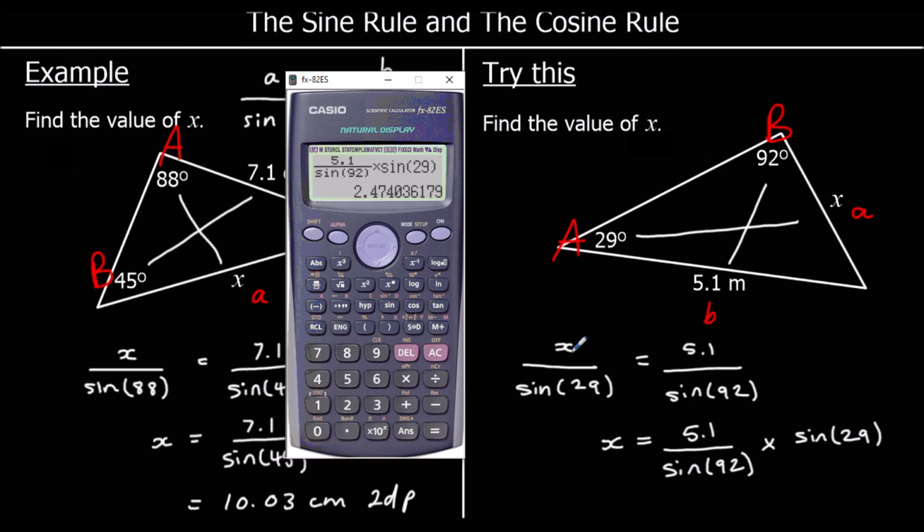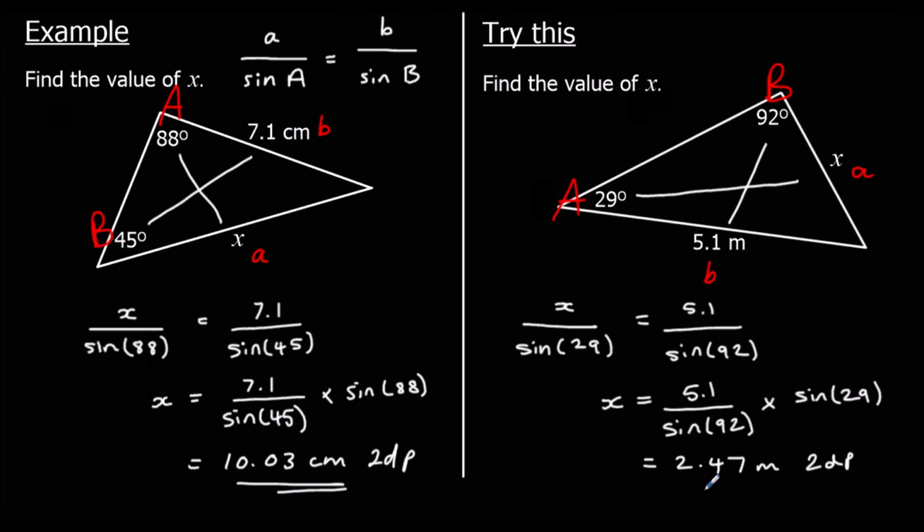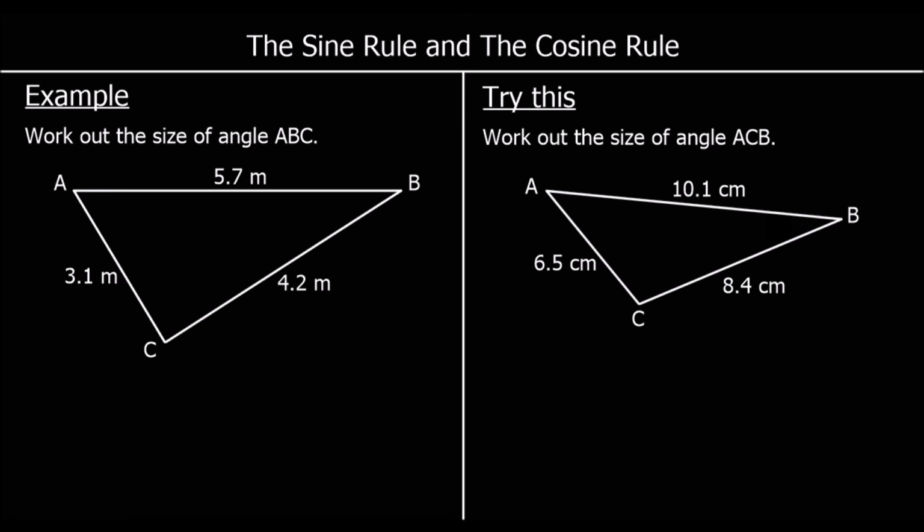And our answer is 2.47 to 2 decimal places. It's meters to 2 dp. Okay, a different question. Take a second to figure out what rule we're using here.